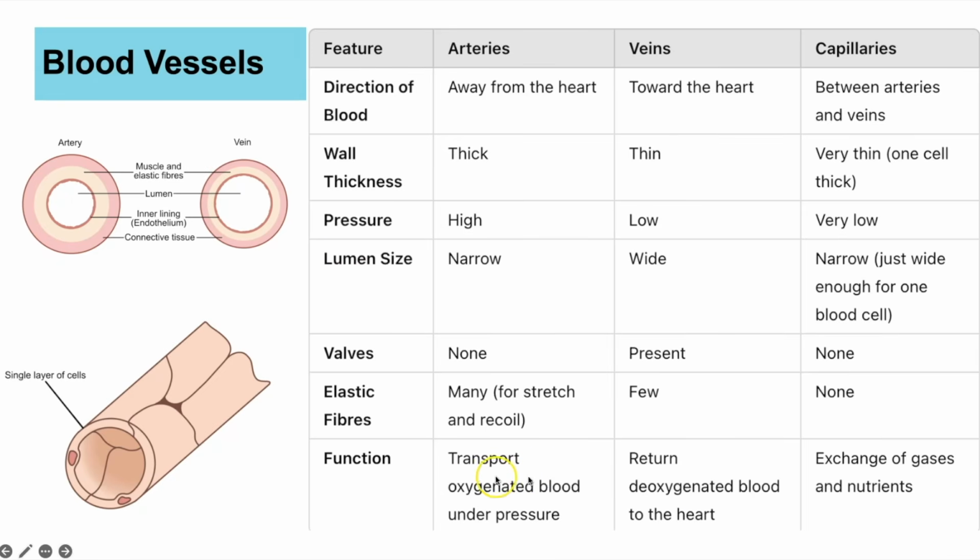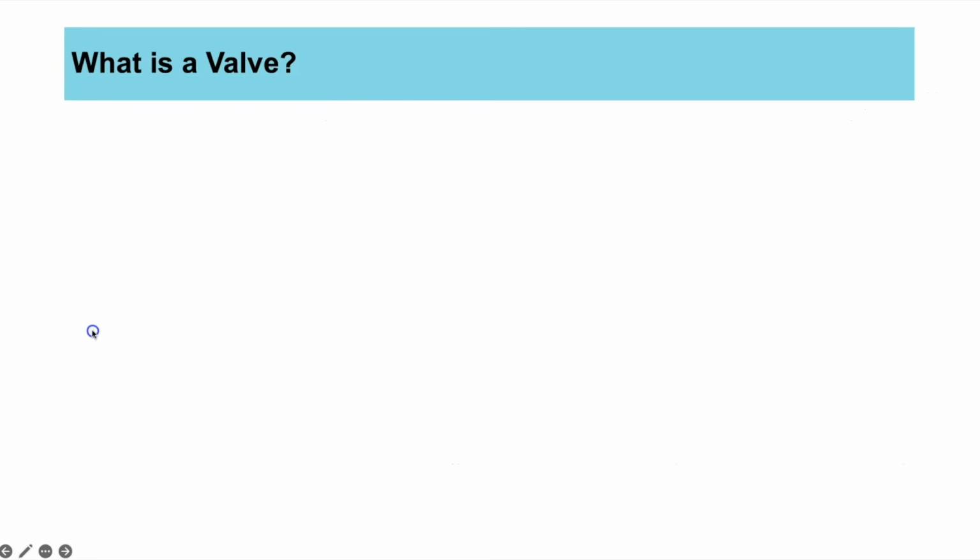Finally, then we've got the functions. So the artery is transporting that oxygenated blood under high pressure to the rest of the body. The veins are transporting deoxygenated blood at lower pressure back into the heart, and the capillaries are the site of exchange. So, for example, gas exchange at the alveoli.